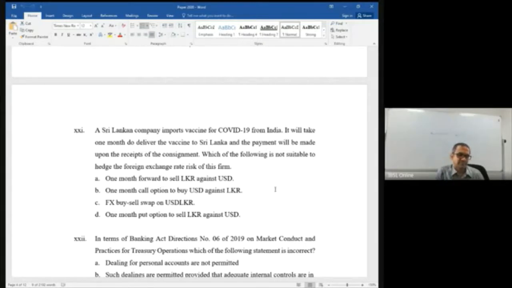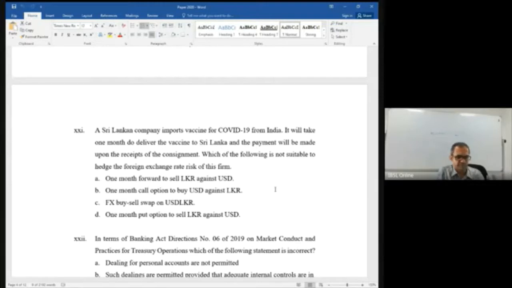So that is correct. Sell LKR against dollar means you buy dollars in 1 month. That is what you need. You need dollars in 1 month. So basically, it is a forward contract to buy dollars against LKR. So that is correct. The second one, 1 month call option to buy dollar against LKR, is also correct.